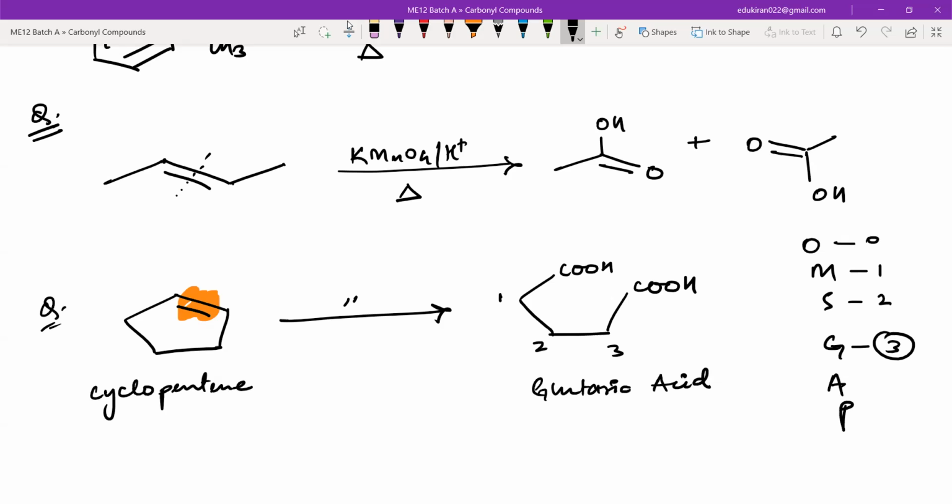So these things are very important. If they ask you how to convert cyclopentene to glutaric acid, you first have to know what glutaric acid is, and only then can you convert. So, 3 carbon atoms between the two carboxylic acid groups, hence it is glutaric acid. Please remember this.